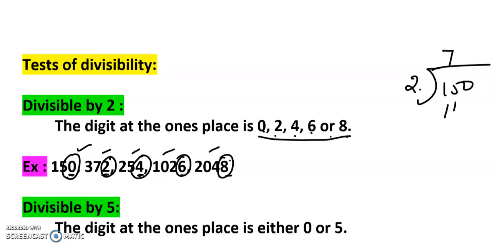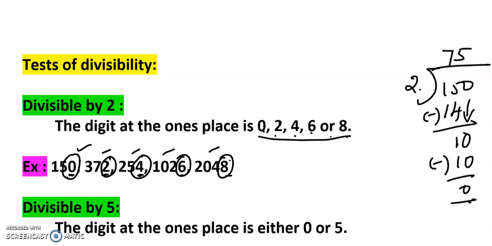So 2 sevens are 14. 15 minus 14, 1. Then if you carry 0, 10. 2 fives are 10. 10 minus 10, 0. So if the remainder is 0, then we can say it is divisible by 2.